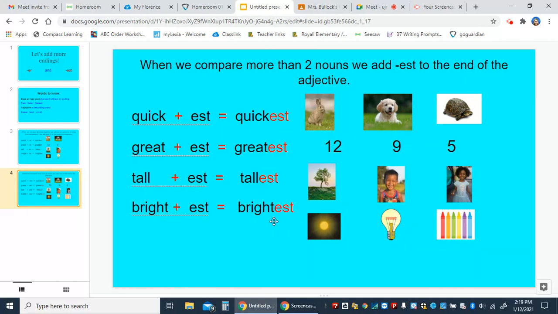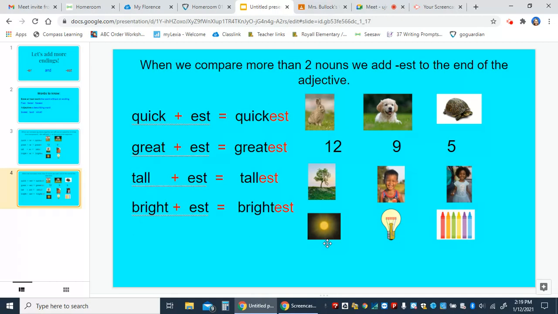I left my base word without any changes, and I just had to add the ending EST. I have a picture of a sun, a light bulb, and some crayons. Which do you think would be the brightest? If you said the sun, you are correct. The sun is the brightest. Very good job, boys and girls.